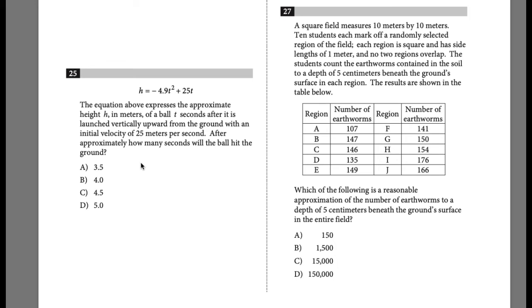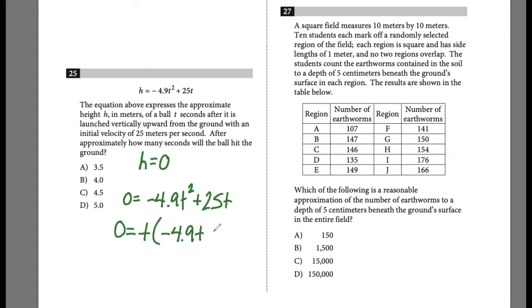If we're seeing how long it takes for the ball to hit the ground, we want to see at what time t does h equal 0. So instead of h, we're going to plug in 0, and we'll have 0 equals negative 4.9 times t squared plus 25t. Both of these terms have a t in common, so we can pull out a t, and we'll have negative 4.9 t plus 25.